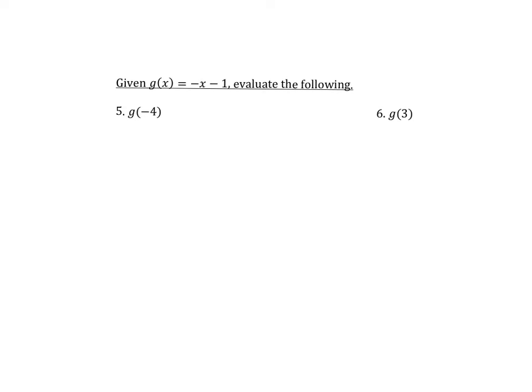All right, so this time we're using the g function, and we're still using an input because it gives us the number inside the parentheses. So I have negative, in place of x, I put in my negative 4, minus 1 more. Minus a negative becomes plus a positive. So 4 minus 1 is 3. So the g function with the input of negative 4 gave me an output of 3.